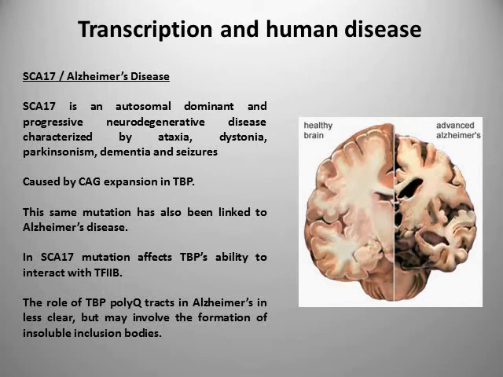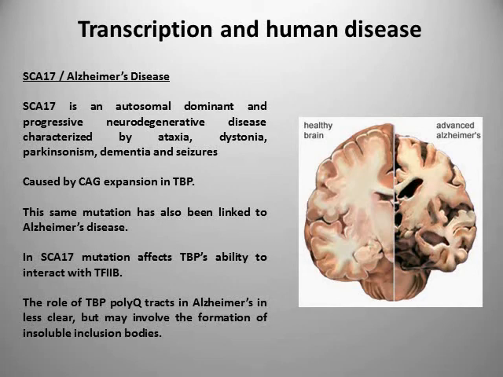And they've both been linked to a specific type of mutation in TATA-binding protein. It's one of these triplet expansion mutations, again, like we see in Huntington's disease. In this case, it's a CAG expansion. And it's causative for SCA17, and it's been associated with Alzheimer's disease as well. In SCA17, it's now known that the expansion actually interferes with TATA-binding protein's ability to interact with TFIIB.